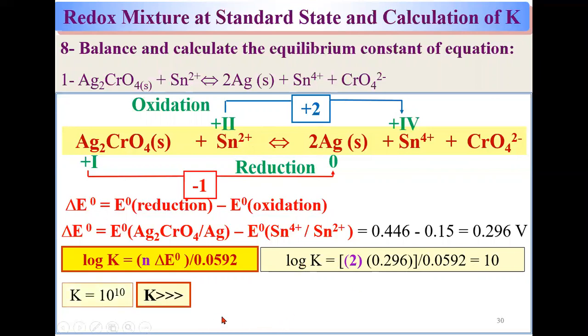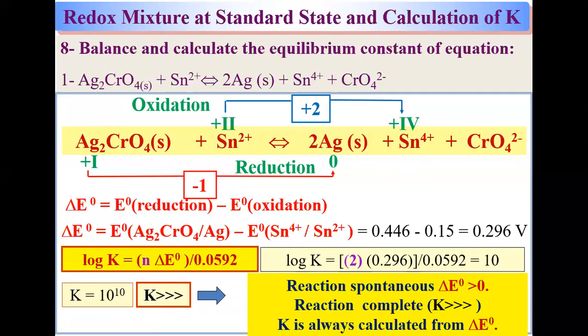Notice the K is a large number. I can't right away say that K is complete based on the fact that it's greater than 10 to the 6. But nonetheless, by assumption, it is complete because the K is a large number, okay? And make sure that the K is always calculated from the delta E naught. Of course, this reaction is spontaneous because the delta E naught is greater than 0, and that's because we are assuming we're in standard conditions.